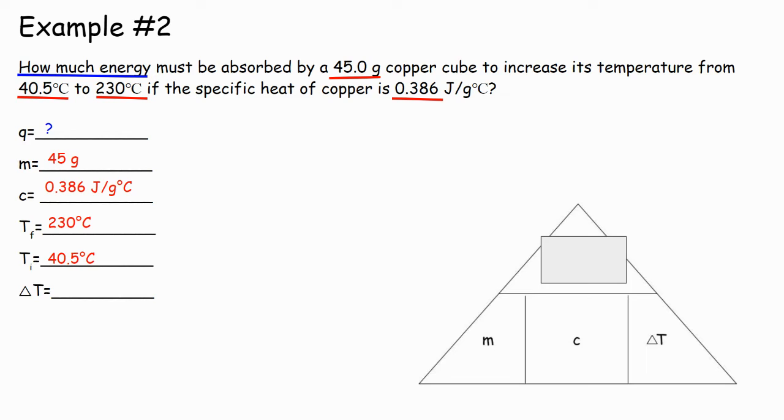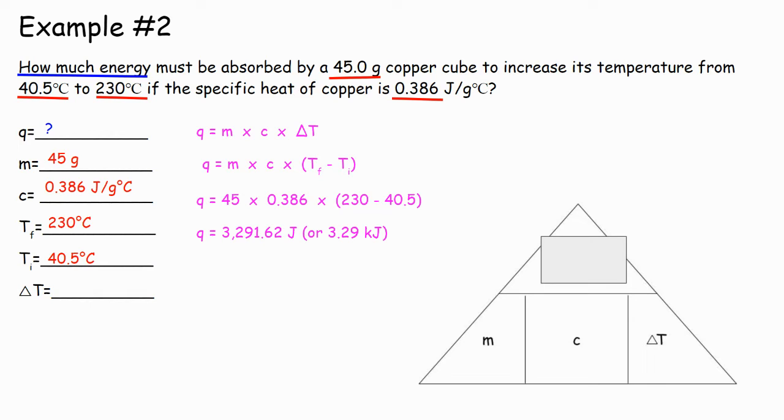So once again, I cover up Q because that's what I need. Q is equal to M times C times delta T. I plug in my numbers. Actually, I changed that again. Remember, I don't use delta T. Like I said, you can go ahead and calculate delta T and then substitute that in there. But if you're going to calculate it anyways, you might as well just put it in the equation. So that's what I choose to do. All right, so then I end up with 3,291.62 joules.